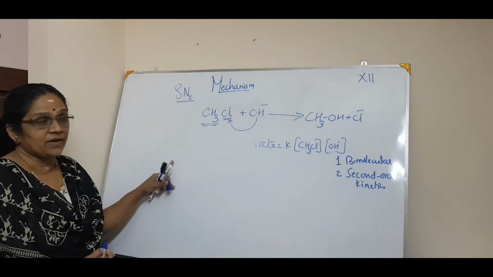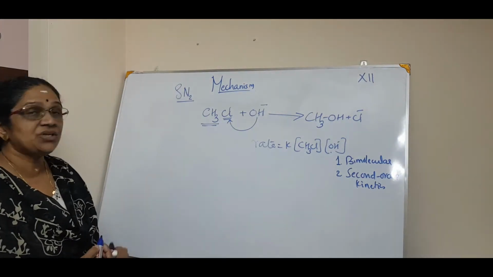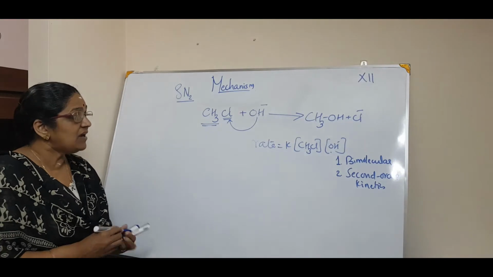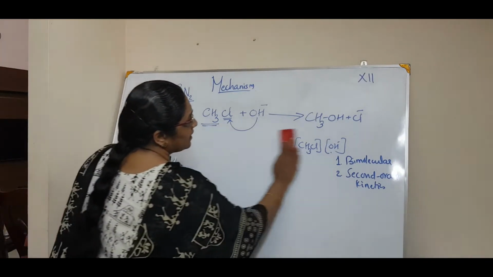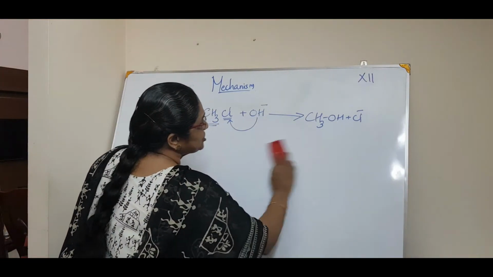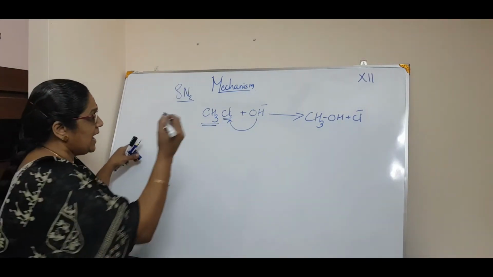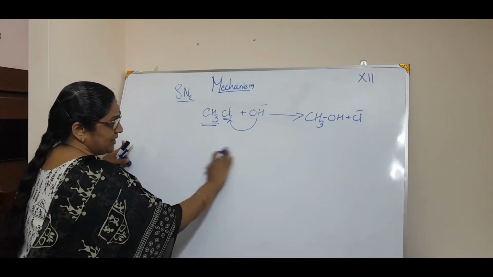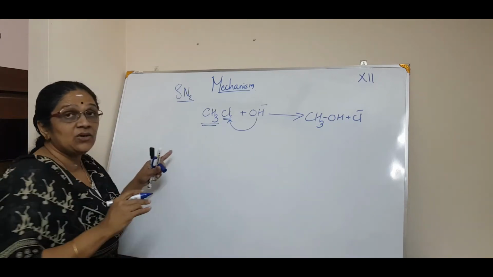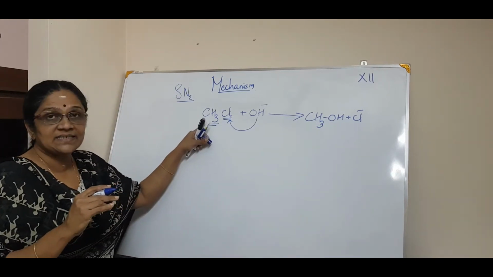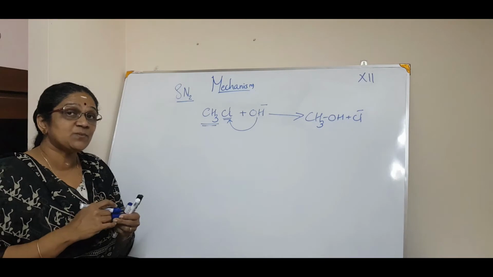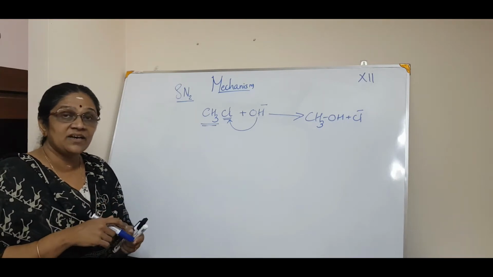Got it? Now we will see how the reaction happens. I will give a structural, pictorial representation of how it goes. I will give a picture like CH3Cl. You know, it is an sp3 hybridized state. So sp3 hybridized state means what? It has a tetrahedral structure.